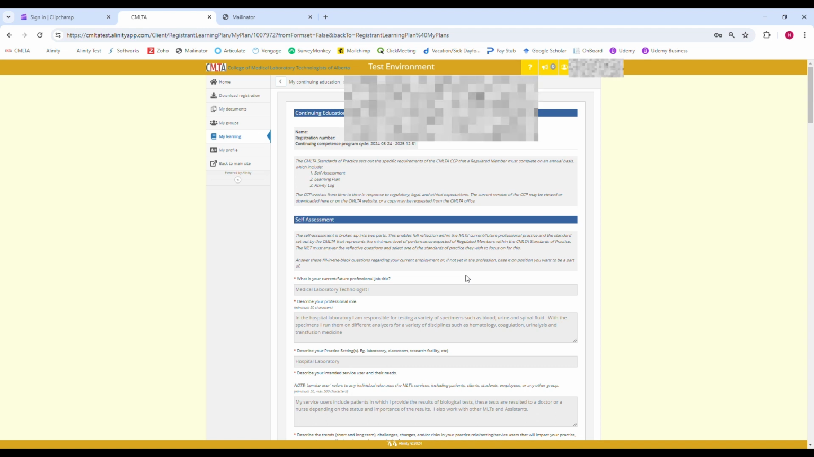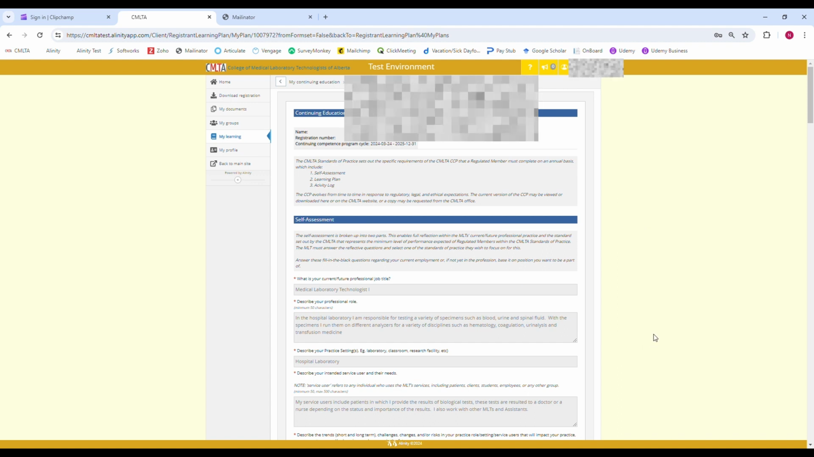When an MLT wants to add an activity to their continuing competence learning plan and/or activity log, the MLT will first be able to review their previously submitted self-assessment and learning plan. The CMLTA encourages members to review this prior to completing their learning plan to ensure that the activity actually met the learning plan set the previous year.